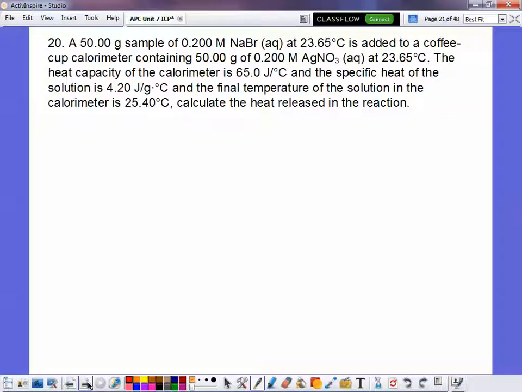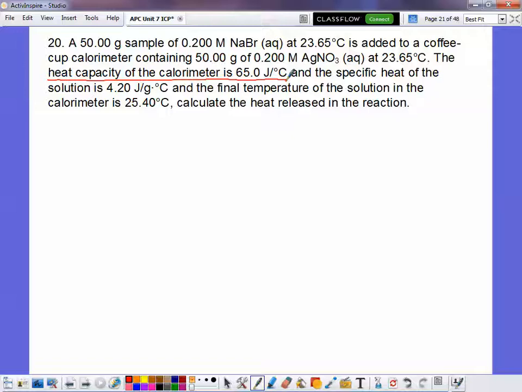We're told that the heat capacity of the calorimeter is 65.0 joules per degree Celsius. What that means is for every increase in temperature by 1 degree Celsius, the calorimeter is going to lose 65 joules of energy, like through the walls of the calorimeter. Okay? So we're going to have to deal with the correction factor of the heat loss to the surroundings.